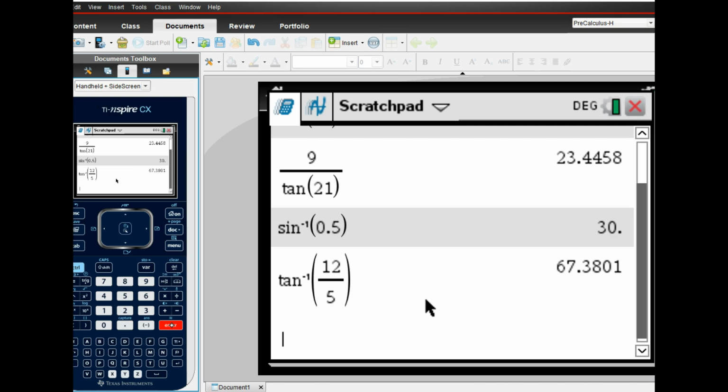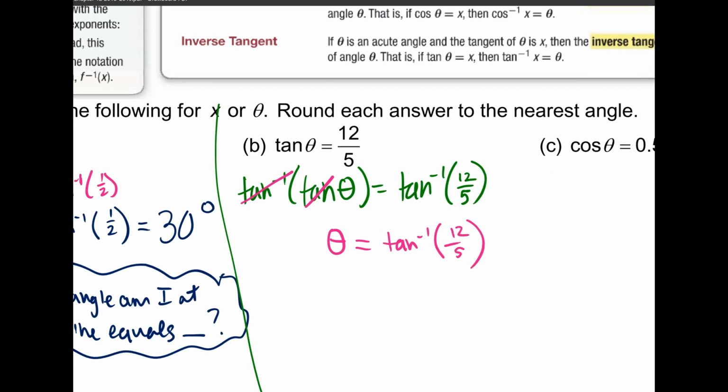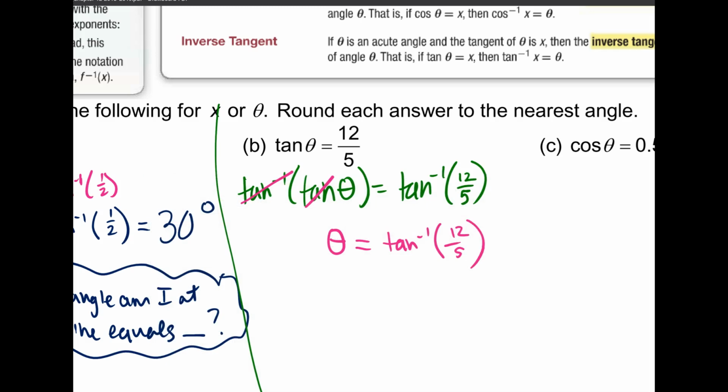Now you know. So the angle is 67.4 degrees. Let's see what it wants us to round to. Round each answer to the nearest degree. Since we're at 67.38, I'm going to round it to 67 degrees. Tan inverse, cosine inverse, sine inverse, they just give you the angle.